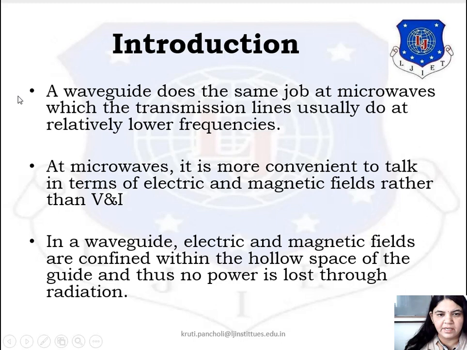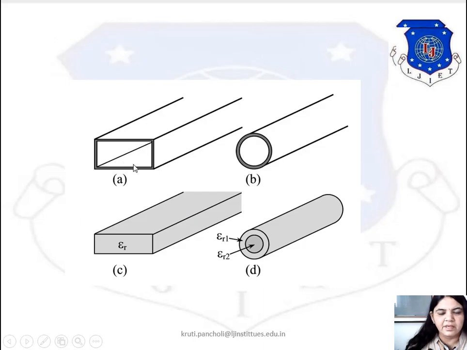Now the introduction about this: a waveguide does the same job at microwaves which the transmission line usually does at relatively low frequency. At microwaves, it is more convenient to talk in terms of the electric and magnetic fields rather than V and I. In a waveguide, electric and magnetic fields are confined within the hollow space of the guide, and thus no power is lost through radiation. Here is the structure of the rectangular waveguide.